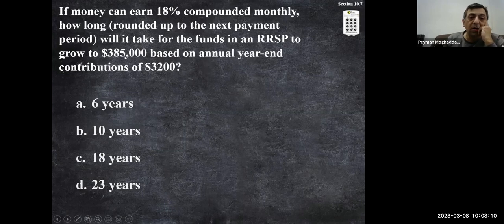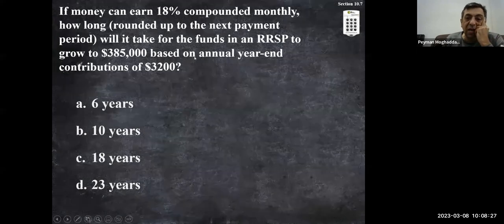So this is going to be a future value problem, right? It's not present value. You're not putting any money in the bank and withdrawing from it. So this is the future value. Now we want to know, is it an annuity or not? Yes, this is an annuity. Why? Because we're doing a year-end contribution of 3,200. Every year we make a contribution of 3,200, so this is an annuity.